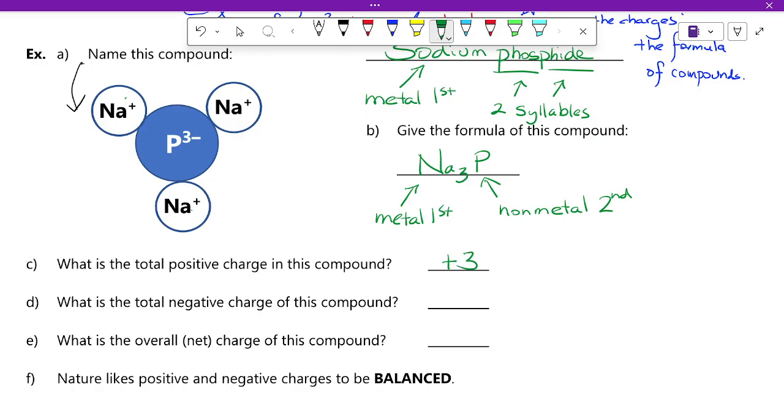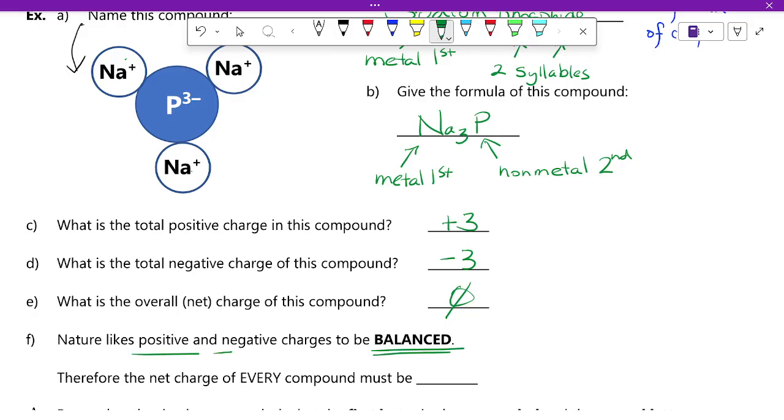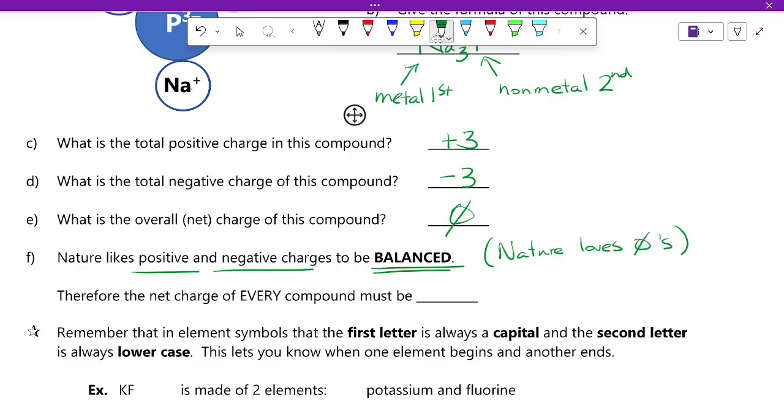What is the total negative charge? Negative 3. What is the overall net charge? No charge. Nature loves for charge to be balanced. Nature loves zeros. It loves the positive and negative to be balanced. Therefore, the net charge of every compound must be 0.